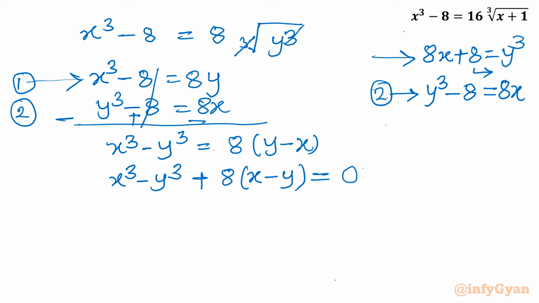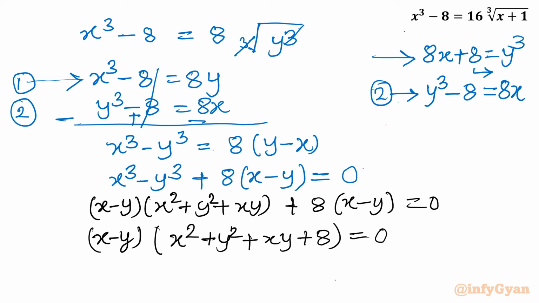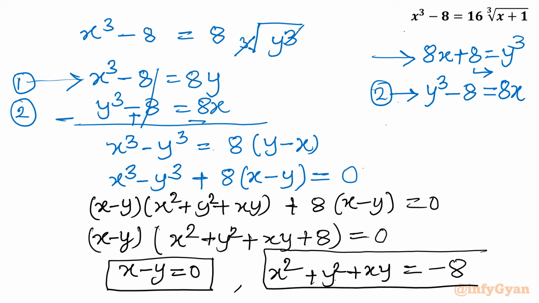Okay, now you can see if I apply the a cube minus b cube formula, then I can take x minus y common. So let us apply x minus y times x square plus y square plus xy. Then after I will write 8 times x minus y equal to 0. Let us take x minus y common. So x minus y in bracket x square plus y square plus xy plus 8 equal to 0. So we can conclude either x minus y equal to 0, this is one equation which we will solve, and second equation, x square plus y square plus xy plus 8 equal to 0. These two equations we have to solve.